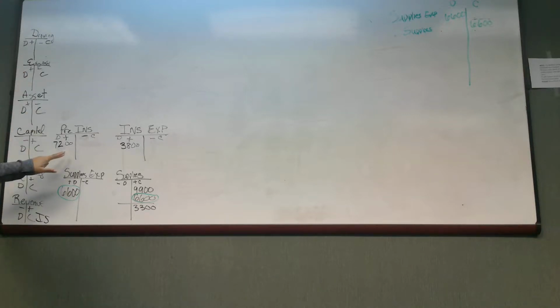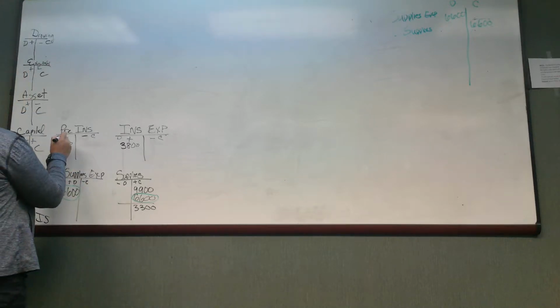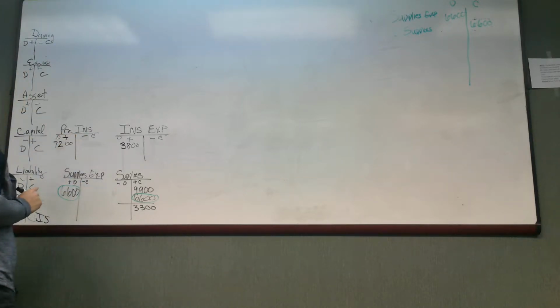Prepaid insurance is an asset. That's what it is. The reason it's an asset is because we are actually holding on to the thought of it being there. It's either going to be in cash or we've paid it already, but it's still our money. That $7,200 is still ours. The only time it becomes not ours is when we utilize it.